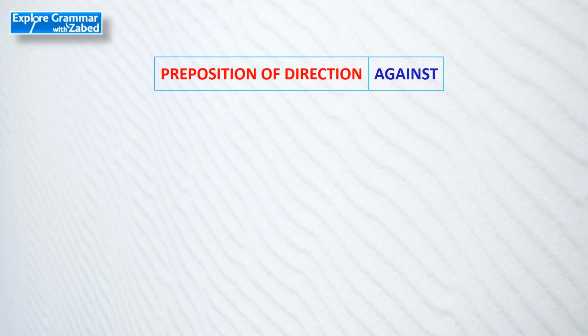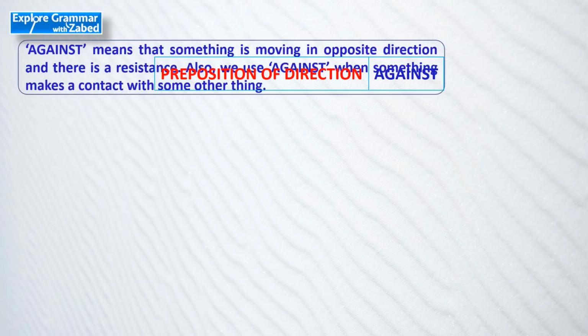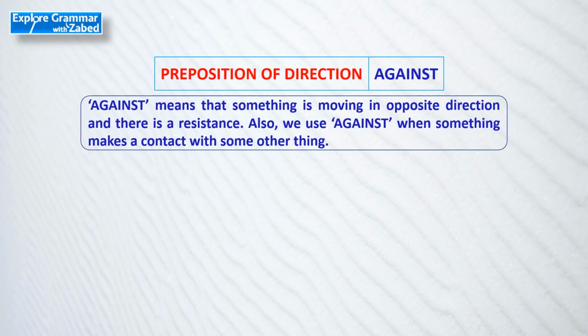The preposition "against" means that someone or something is moving in the opposite direction and there is a resistance or pressure due to this. We also use "against" when something makes contact with some other thing. Let's see some examples of it.